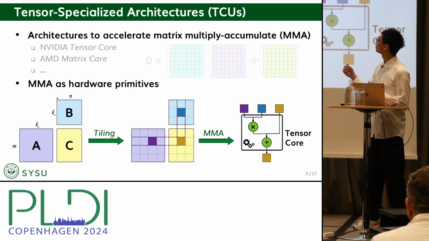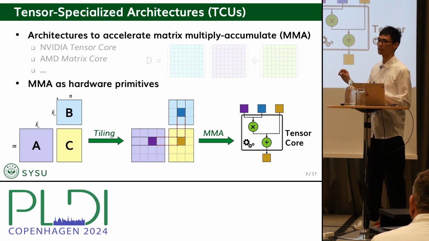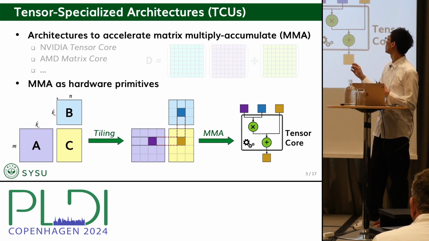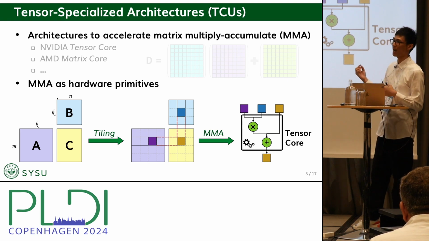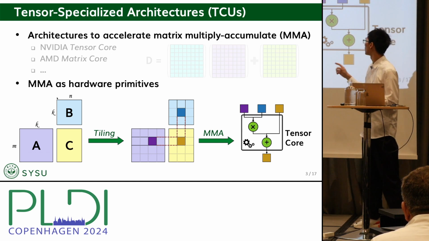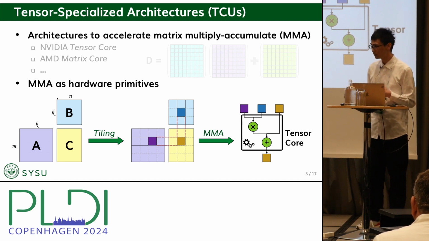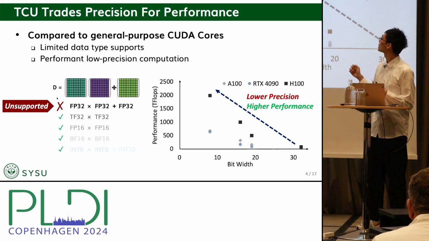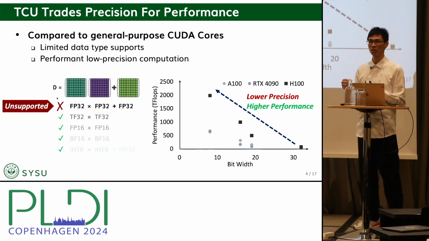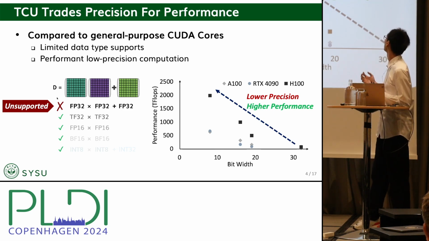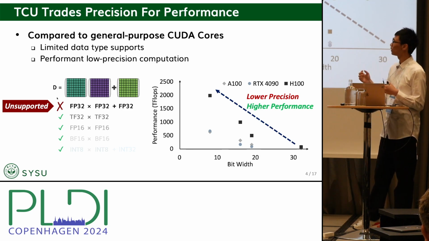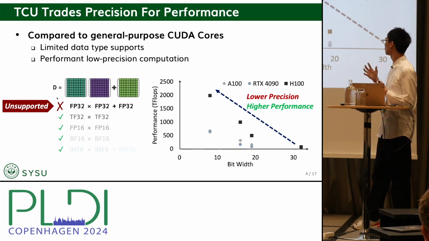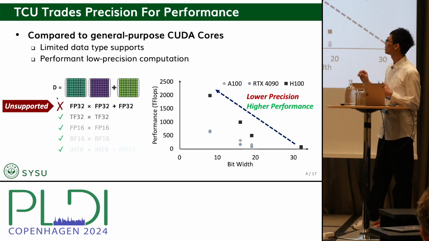So to use this hardware, we need to tile the matrix into fragments, load the fragments into the hardware, and execute the multiplication of this tile in one instruction. The Tensor Core units trade precision for performance, because the lower the precision is, the higher the performance. And across different GPU generations, the low precision performance is also growing rapidly.